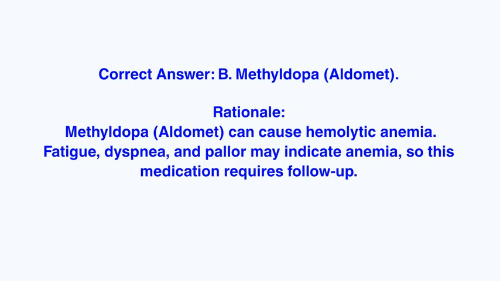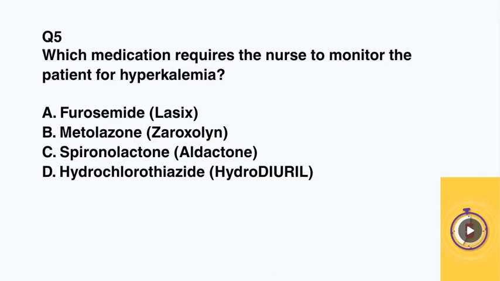Okay, so let's look at the correct answer. It's going to be letter B, methyldopa or Aldomet. That's the brand name. This is the rationale. Methyldopa or Aldomet can cause hemolytic anemia. Fatigue, dyspnea, and pallor may indicate anemia, so this medication requires follow-up. Let's look at question number 5.